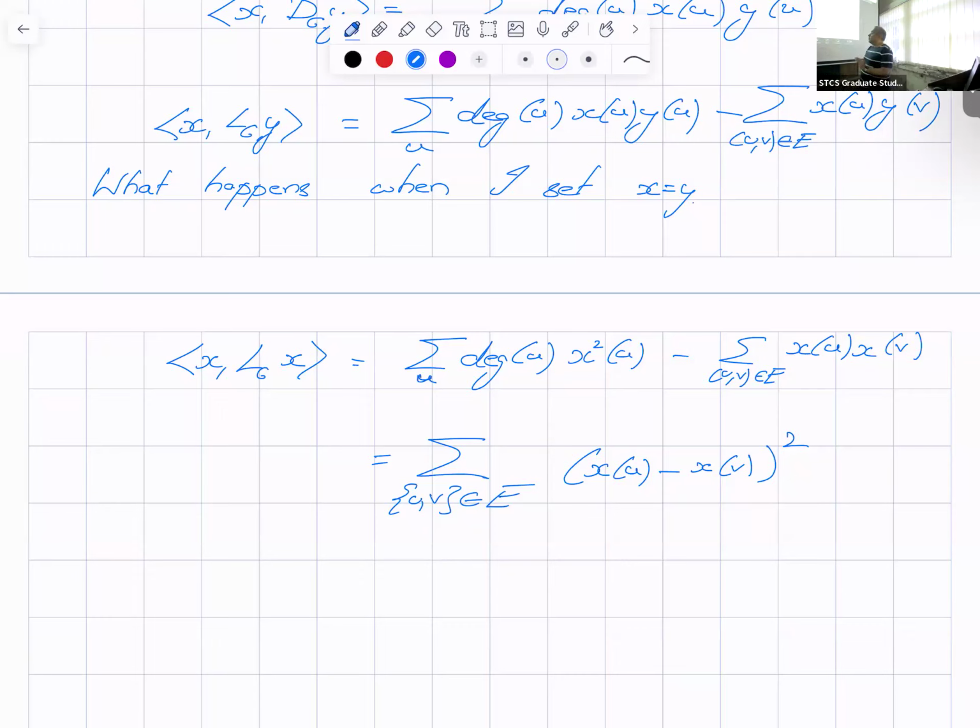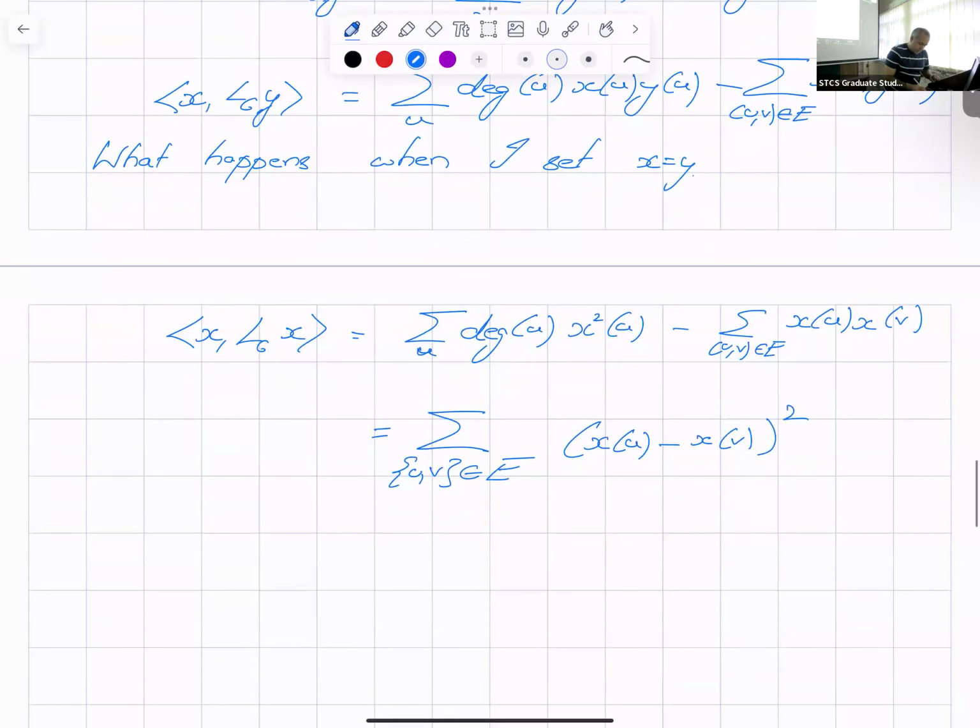So the nice thing about the Laplacian is this form. What's the conclusion we get out of this? It's this nice form: x L_G x is always greater than or equal to 0 for all x.